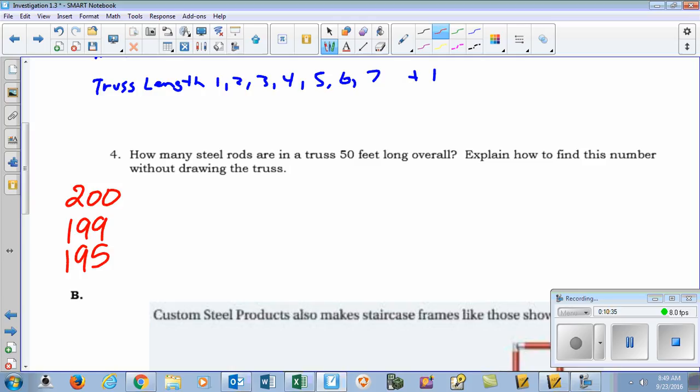All right, so let's talk about it. Anyone want to take a shot at explaining it?